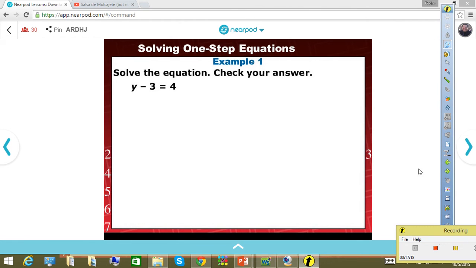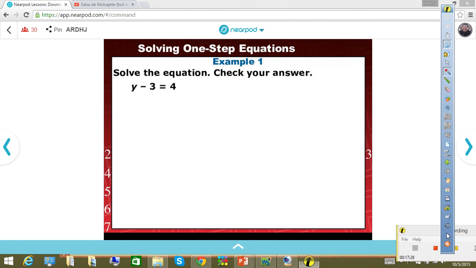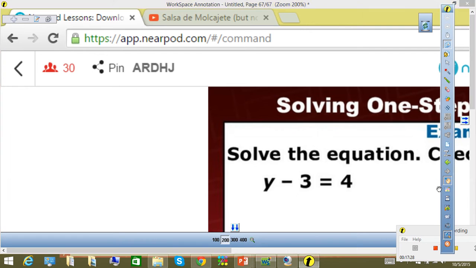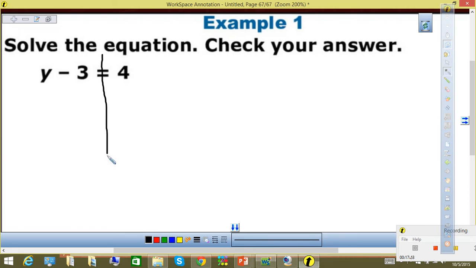Let me go over this one. Here it goes. I'm going to zoom in. So, check this out. To get started, I'm going to follow the steps that I gave you. Step 1 is to simplify each side. But before I do that, I'm going to draw a line down the equal sign to remind me that this is a scale. I need to keep it what? Balanced on both sides.